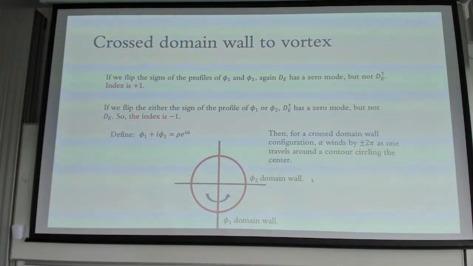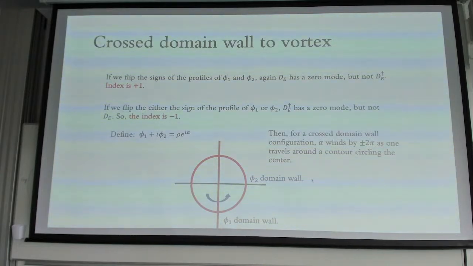So as David was pointing out, there is a vortex in this problem. So I'm just elaborating on that idea. A cross domain wall, as I showed you, can be thought of as a vortex. And if you look at the zero mode solutions of your fermion operator, what you see is that for the particular sign of the domain walls that I took, I found that D_E had a zero mode, D_E dagger didn't, so I had an index of 1.